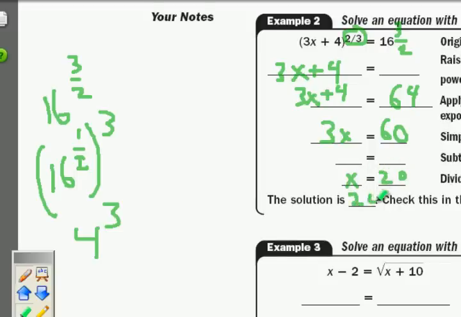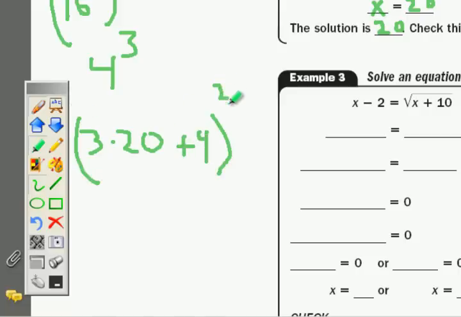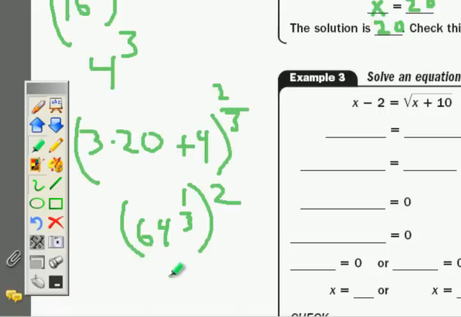Don't forget, check your work. So put 20 into your original. Does 3 times 20 plus 4 to the 2/3 power work? Well, I get 64 to the 1/3 squared. And 64 to the 1/3 is 4 squared. That's 16. That works out.